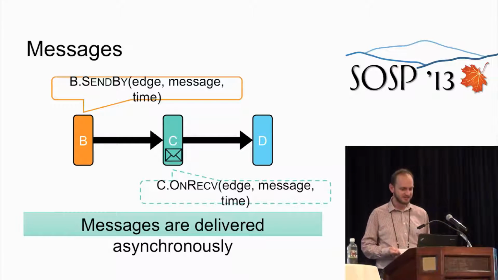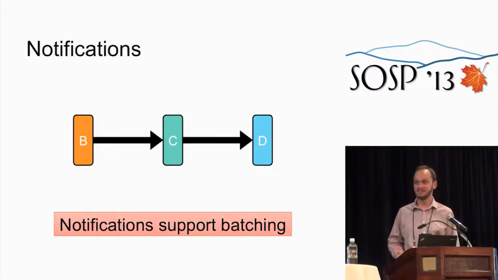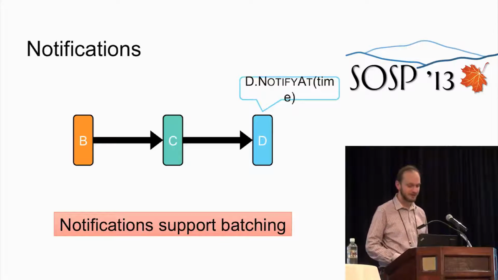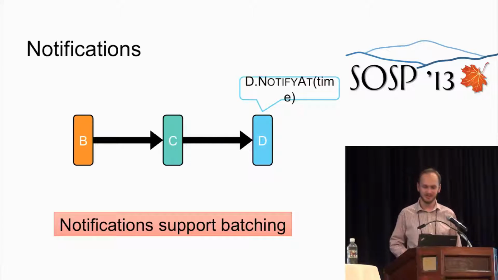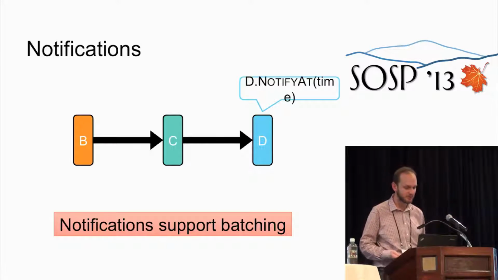Sometimes, though, you need synchronization, and for that reason, we have notifications. These are delivered in a specific order so that we can simulate batch execution. So when vertex D is active, it can request a notification by calling the NotifyAt operation, specifying the time at which it wants to be notified. And this is time in the same sense as we applied to the message exchange before.